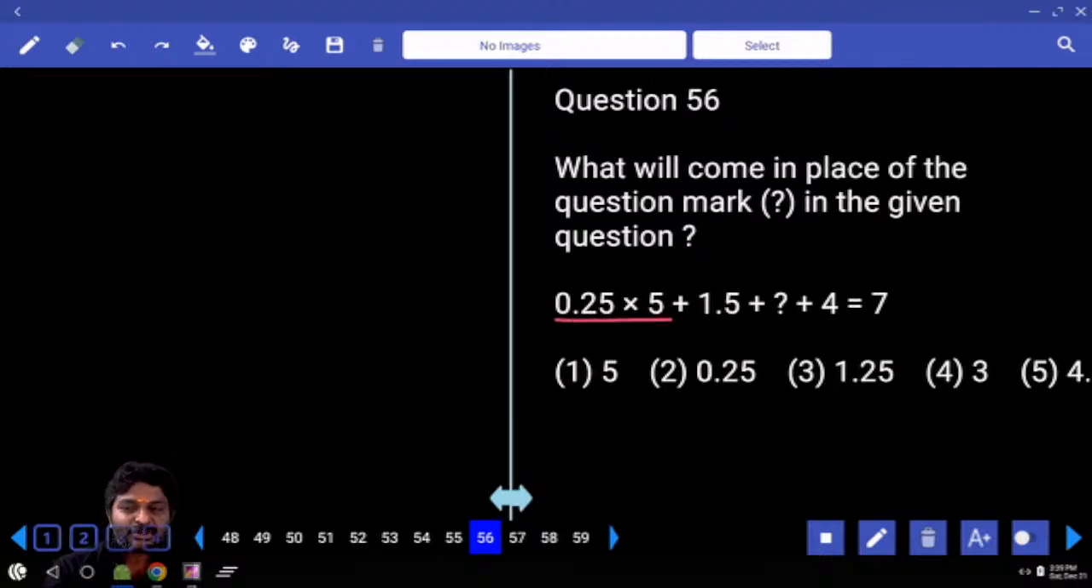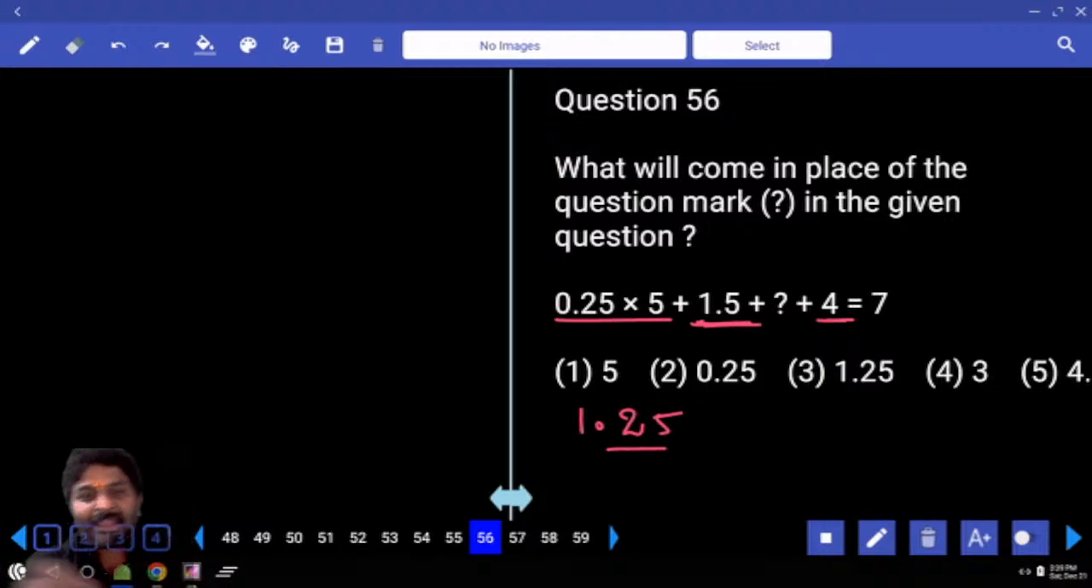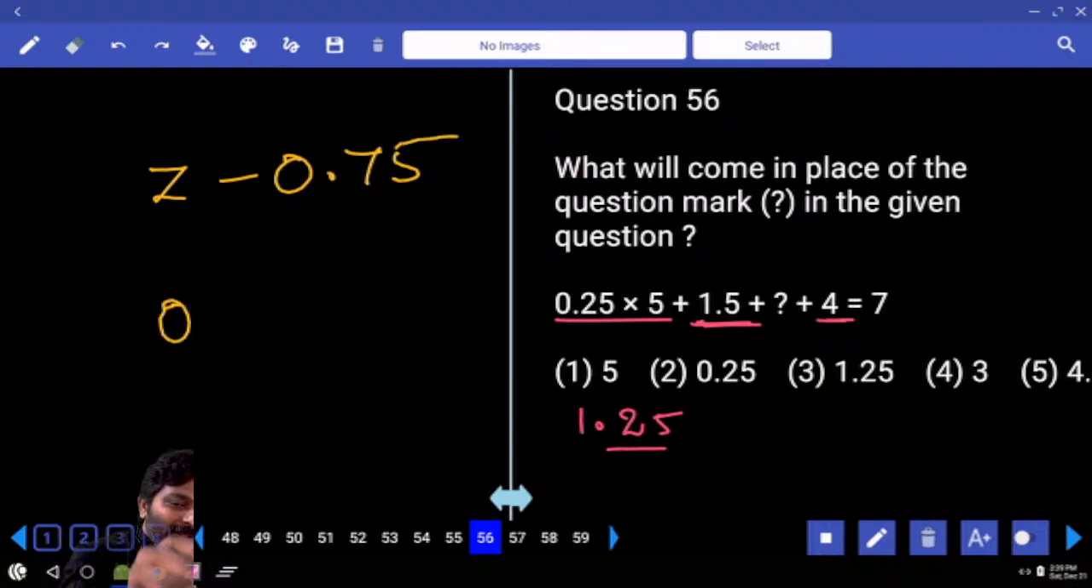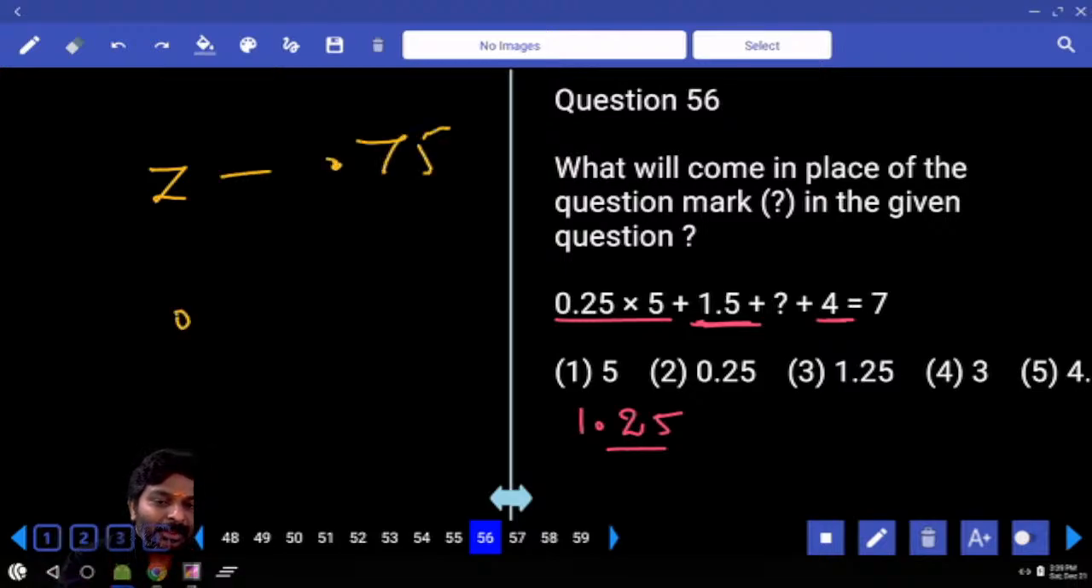What is this equals to 1.25. This one and this one and this one, these three numbers go to right hand side, right? 0.25 plus 0.5, 0.75 plus 0, 0.75, right. If that goes to right hand side, from integer if you subtract 0.75, answer should end with point. How many options are there?